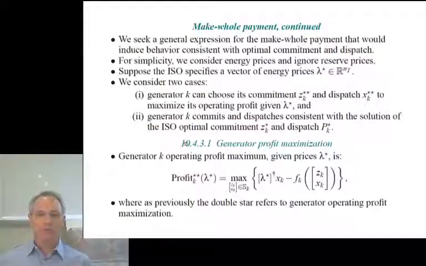So first, generator profit maximization. Given the price is lambda star, the profit would correspond to maximizing revenues minus costs. The revenues would be lambda star transpose times xk. The costs we need to subtract off would be fk of zk, xk. And maximizing that would result in the maximum profit. I'll write that as profit k double star as a function of lambda star. Different values of lambda star would result in different profits. And I'll emphasize again that the double star refers to generator profit maximization.